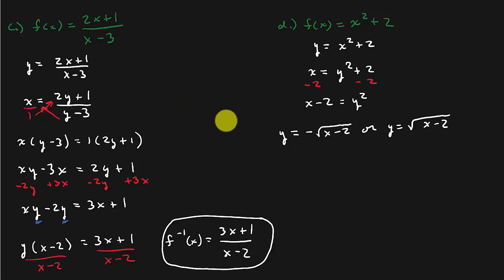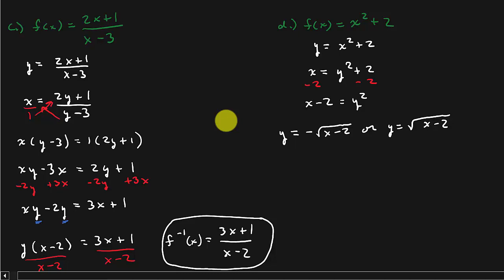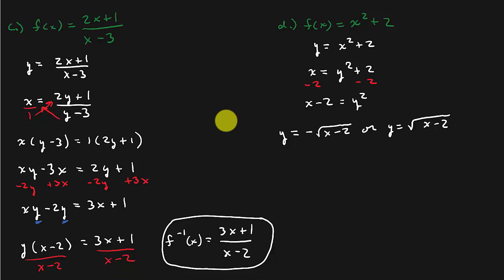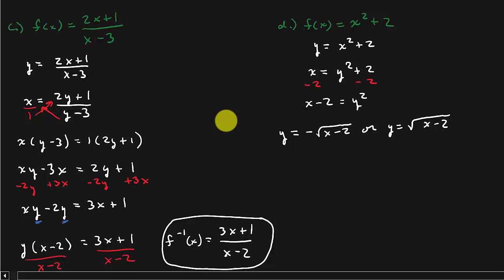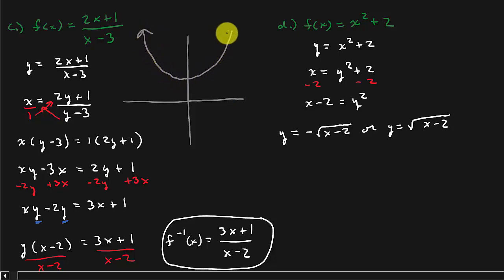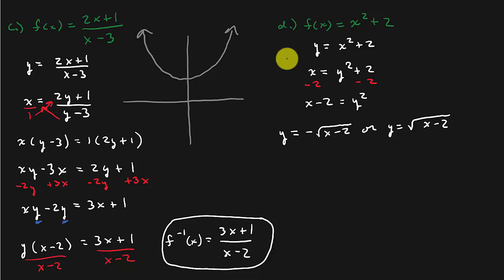Okay, notice we got two solutions here. But let's go back and think about this for a minute. If you remember earlier in the video, we said that the inverse of a one-to-one function... So let's look at x squared plus 2. Let's think about what that graph looks like. So if I look at that, that graph looks like this. And you can see that this does not pass the horizontal line test. Okay? So that means it's not one-to-one. So that means it doesn't have an inverse.